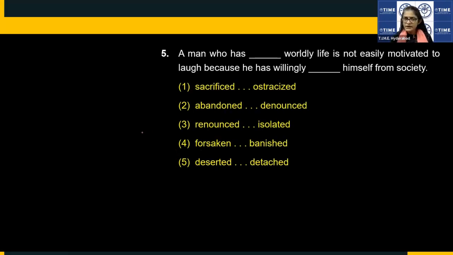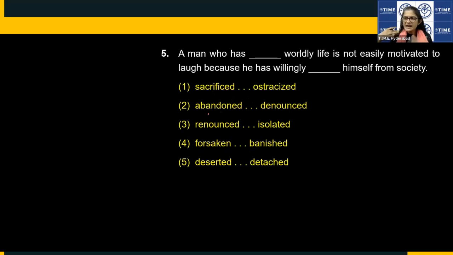Okay. A man who has dash worldly life is not easily motivated to laugh because he has willingly dashed from society, himself from society. Okay. A very unusual sentence, but a man who has given up worldly life doesn't laugh easily, it seems, because he's cut off from society. I don't know if that is true at all, but let us see. We don't have to worry about whether the sentence is factually correct or not. Who has sacrificed worldly life and willingly ostracized himself from society doesn't make sense.